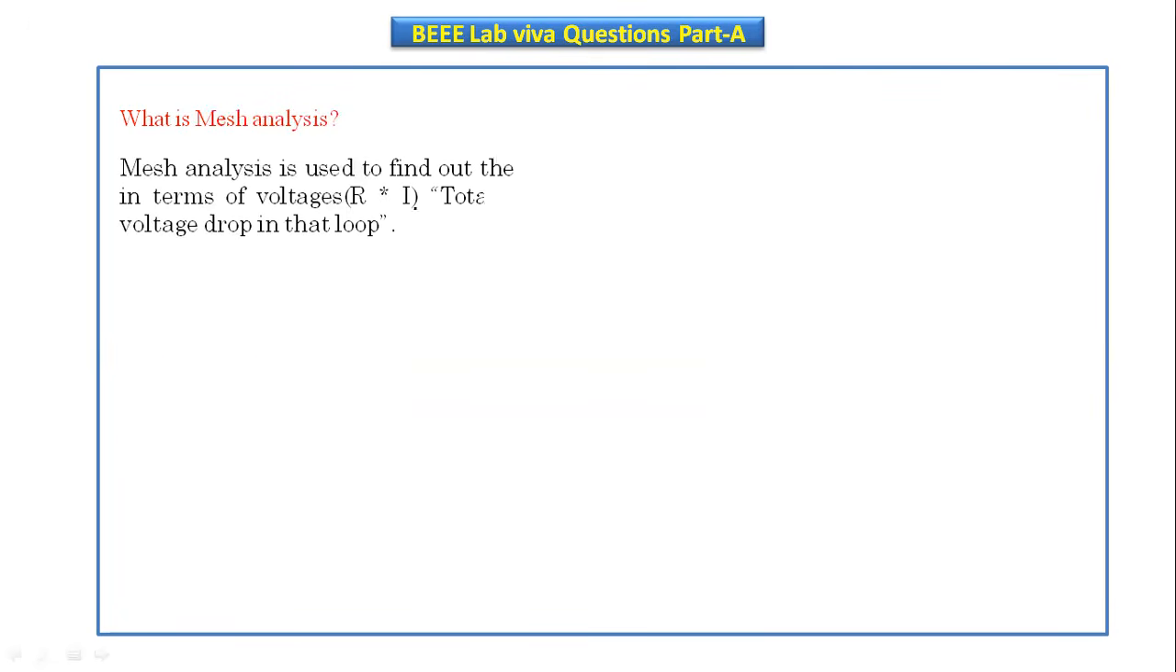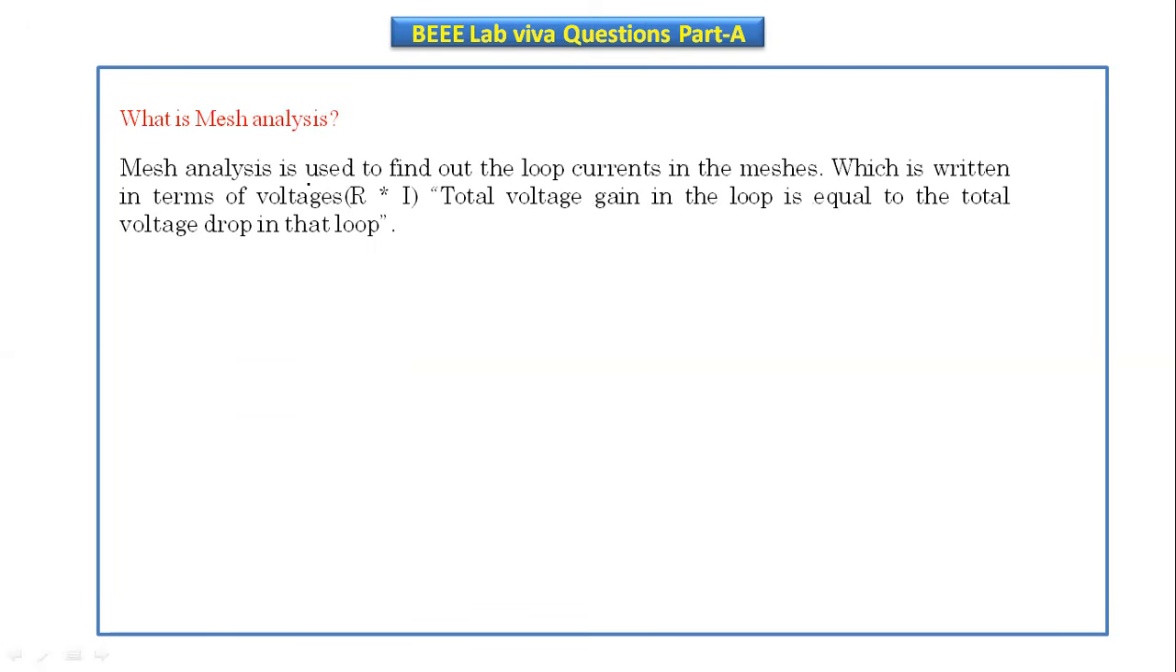Next, what is mesh analysis? Mesh analysis is used to find the loop currents in the meshes, written in terms of voltage, I into R form. The total voltage gain in the loop is equal to the total voltage drop in that loop. This mesh analysis is based on KVL plus Ohm's law. By using this, we can find the mesh currents. If we know the mesh currents, we can find the voltage across each and every resistor.